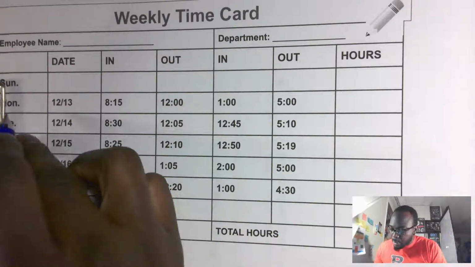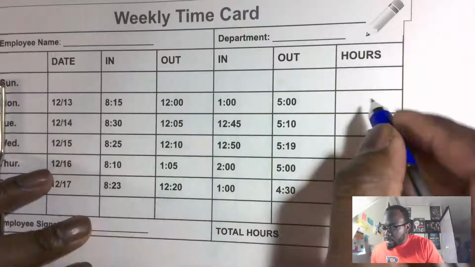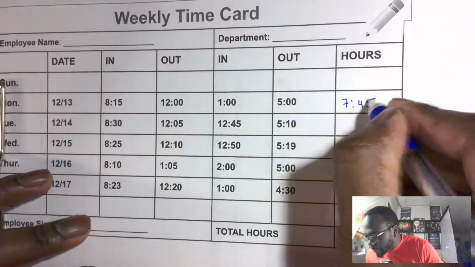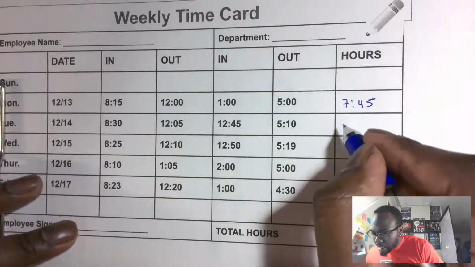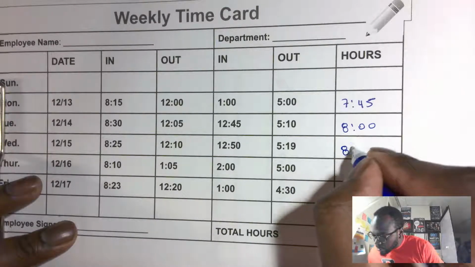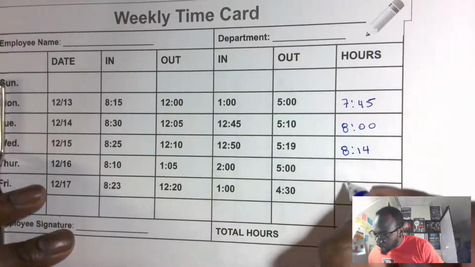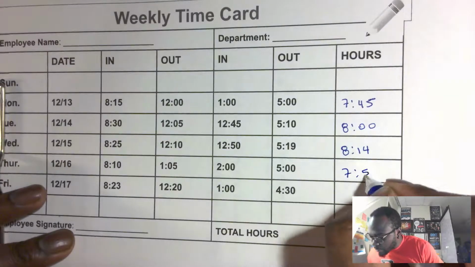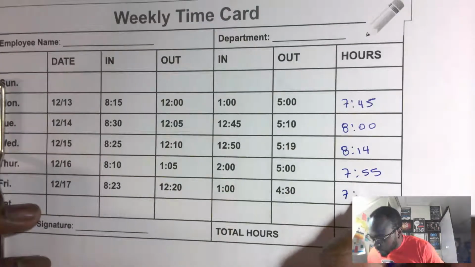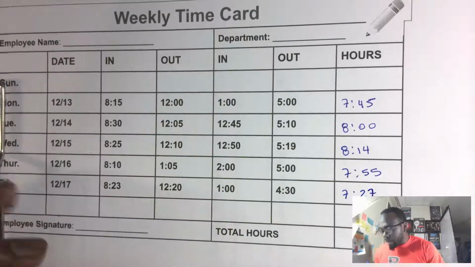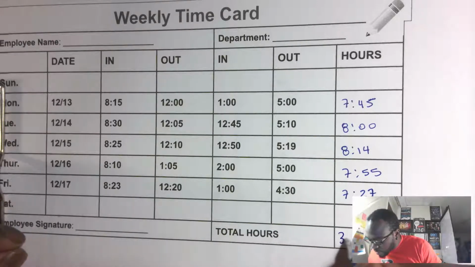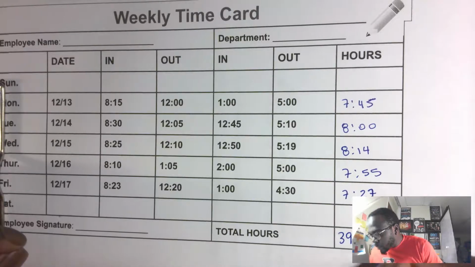So for the first day, on Monday, once I plugged it in, I had a total of 7 hours and 45 minutes. On Tuesday, I had a total of 8 hours. On Wednesday, I had 8 hours and 14 minutes. On Thursday, I had 7 hours and 55 minutes. And on Friday, I had 7 hours and 27 minutes. So that gave me a total for the week of 39 hours and 21 minutes.